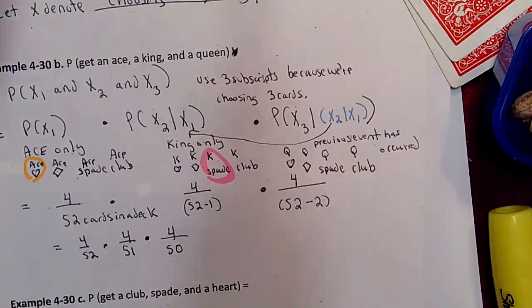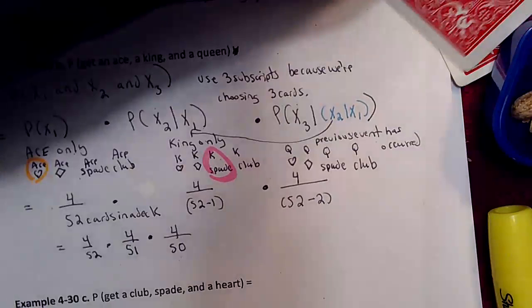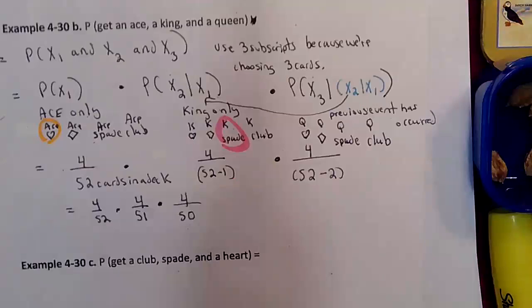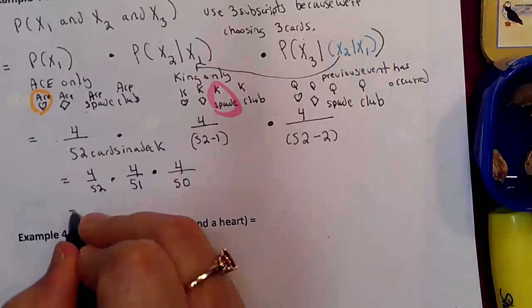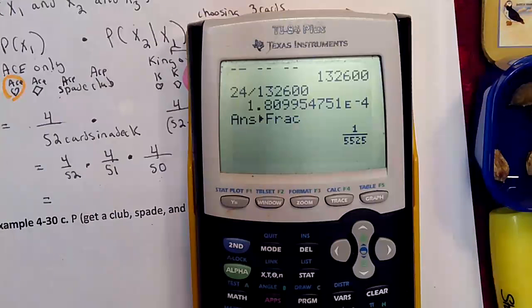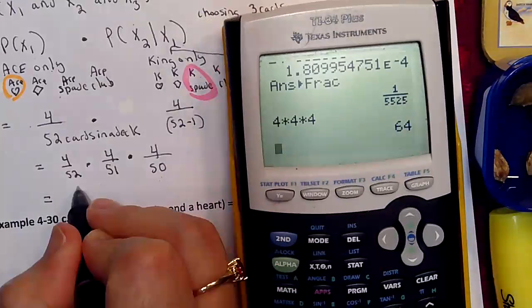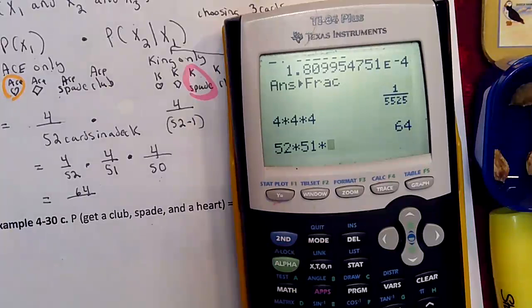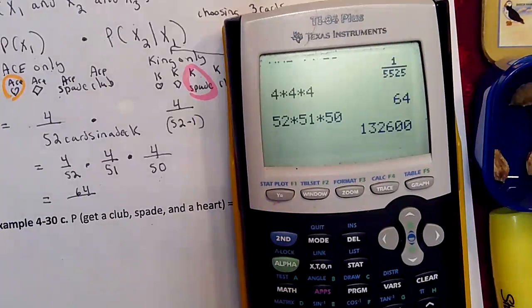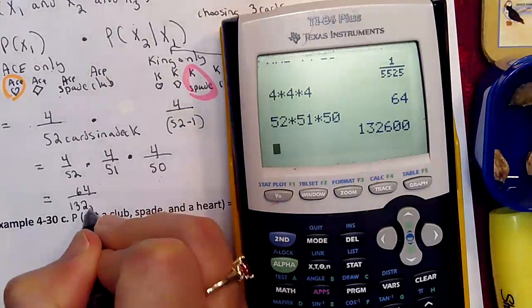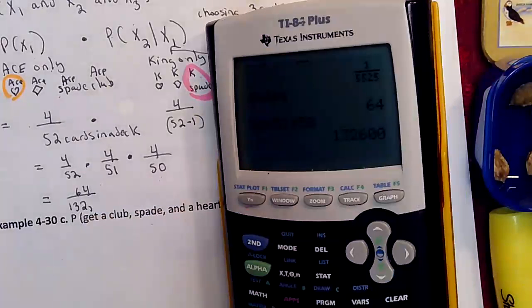But then you can stop there, because you don't need any more fractions because you already chose 3. They're choosing 3 cards. So then you just multiply straight across: 4 times 4 times 4, which is 64, over 52 times 51 times 50. Wow, it's a big number. 132,600.